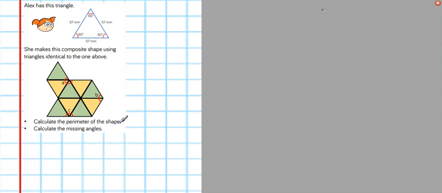So when calculating the perimeter, be very careful of your units of measure. Remember, the perimeter is all the way around, okay? All the way around the shape. And the angles, these ones here, okay? Which are the same as these. Pause the video now and have a go.